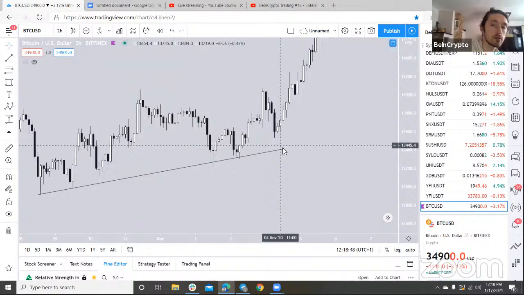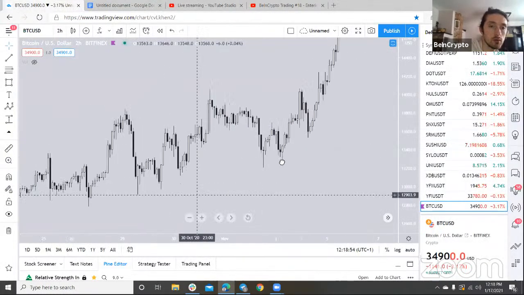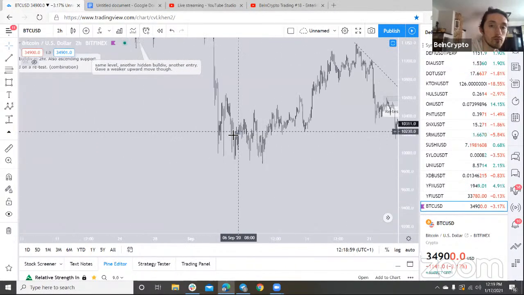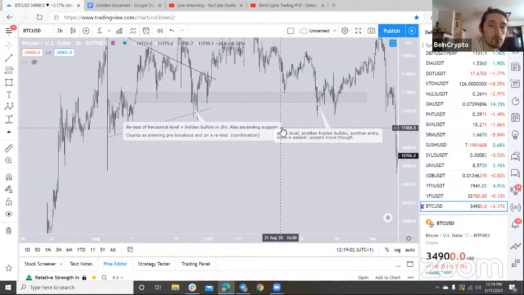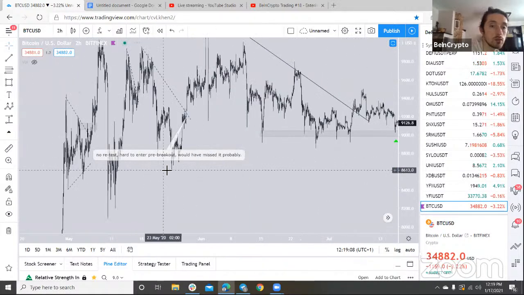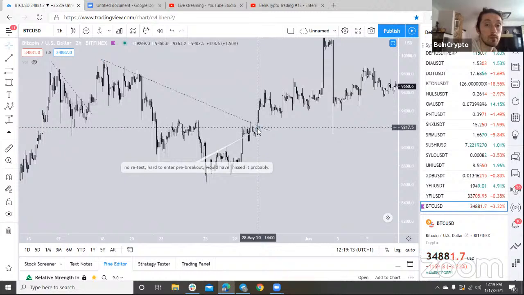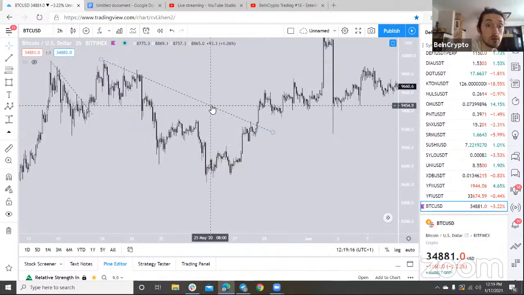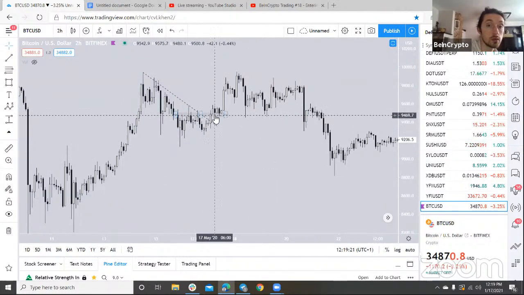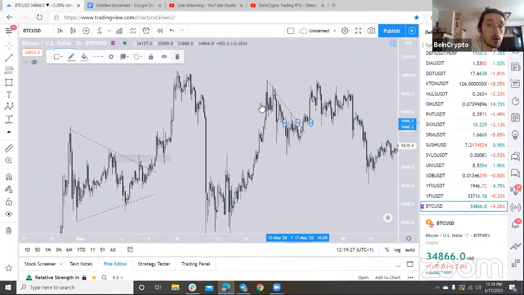Let me just clear them for a second. Bitcoin in May. What example do we have in May? That's August. July. May. Okay, yeah, these ones. This one did not give a retest, so we don't need it. This one did, so you could have entered pre-breakout and then post-breakout. And this one, yeah, this was the one I was looking for.